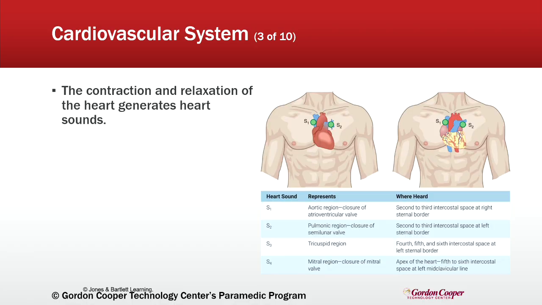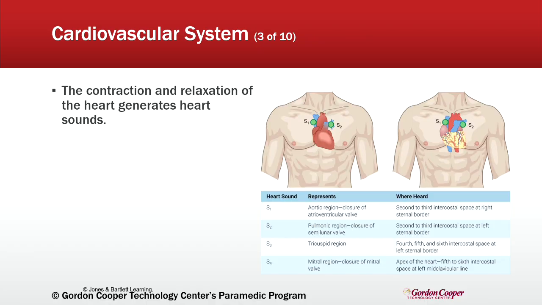S3 is a soft, low-pitched heart sound that occurs early in diastole and is most commonly associated with increased filling pressures of the atria due to moderate to severe heart failure. S4 is a low-pitched sound, sometimes called a gallop rhythm, that occurs immediately before the S1 sound and represents either a decreased stretching of the left ventricle or an increased pressure of the atria.